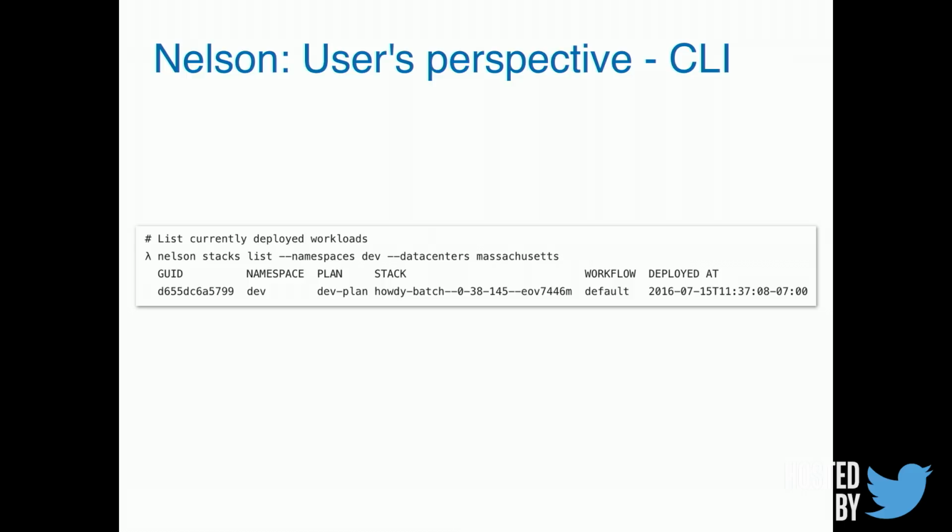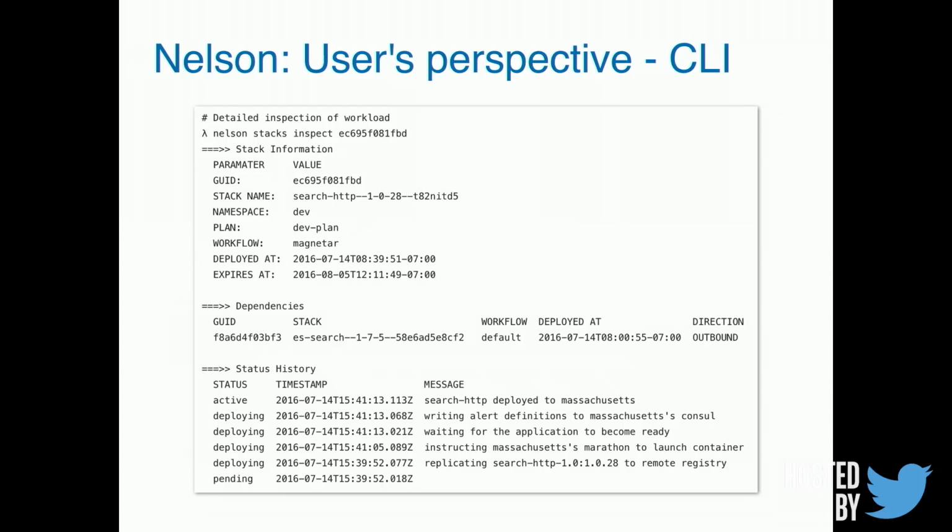One of the more important things to note here is we have a GUID there. Given that GUID, you can also ask Nelson to what we call inspect. Essentially, that gives you diagnostic information on how Nelson itself interacted with your workload. So the status history and the logs here aren't logs for your application, they're logs of how Nelson interacted with it. So you can see if Nelson successfully deployed a workload or if it failed to deploy for whatever reason. You can also see what time it was deployed, what plan, and what namespace it was using.